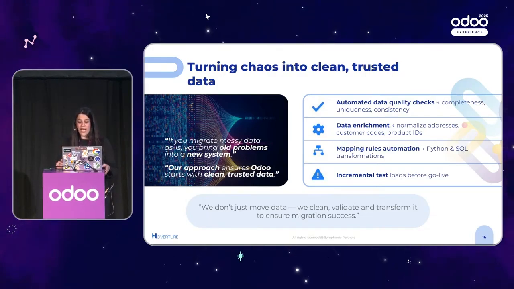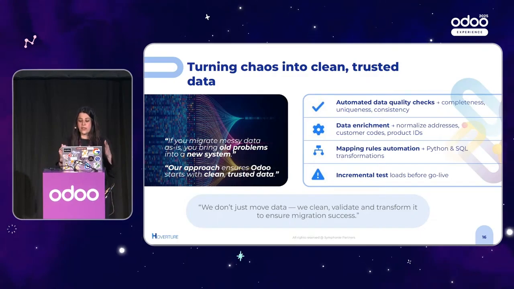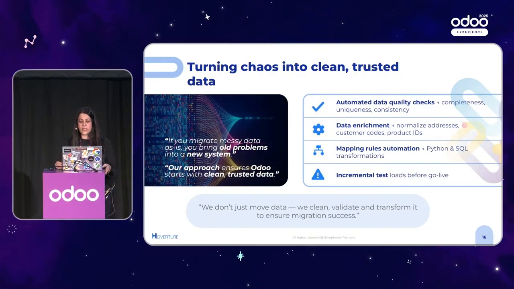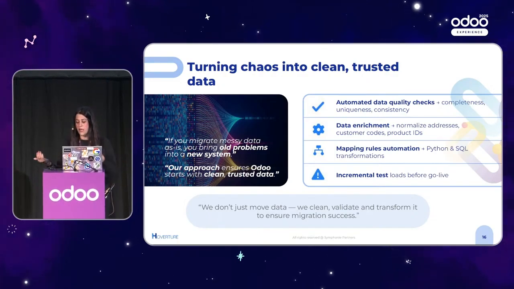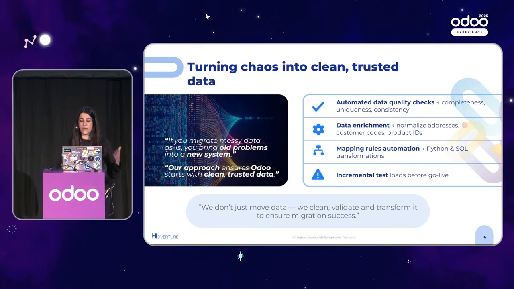And to do this, it is very important to follow all the things that I said before, so have automated data quality checks, so that we have complete data, no duplicates, and consistency. It's important to also make the right transformation, because we have to map the old values to the new values, so that the processes can work. And of course, this is not something that you can do in one day.